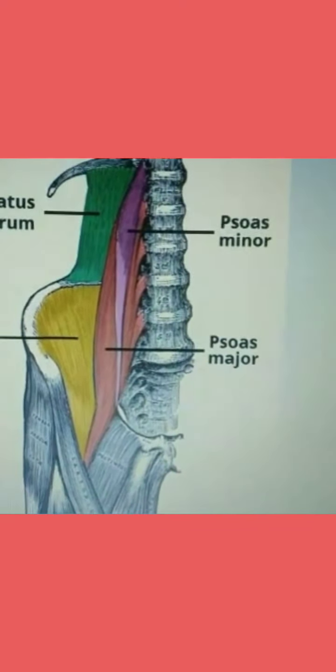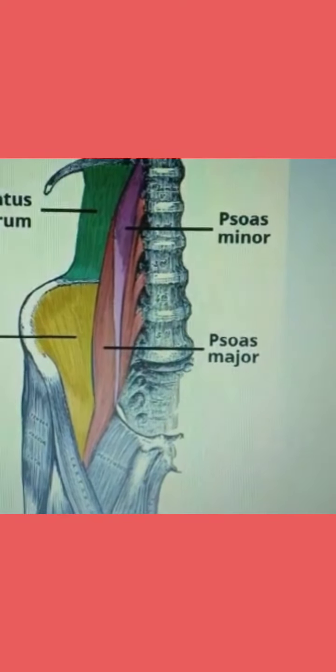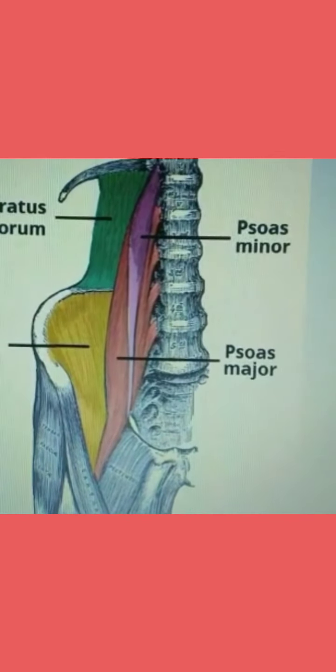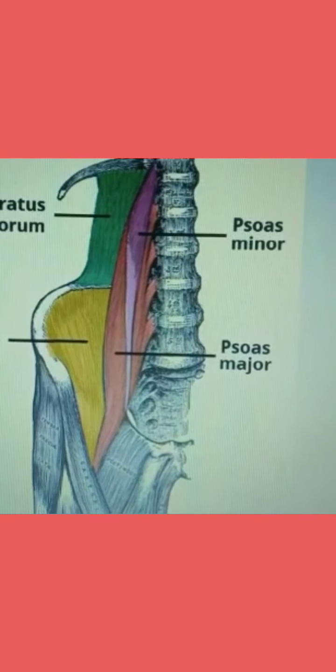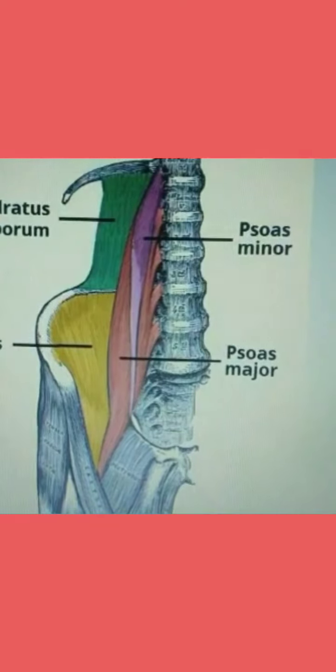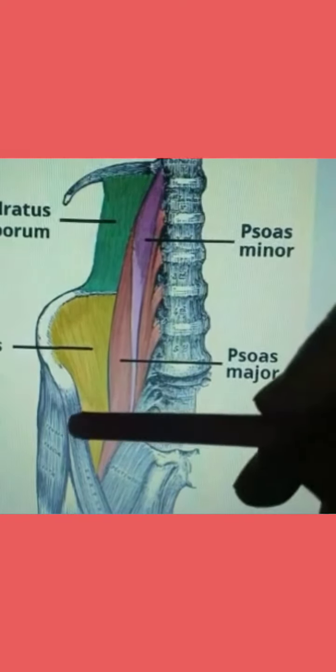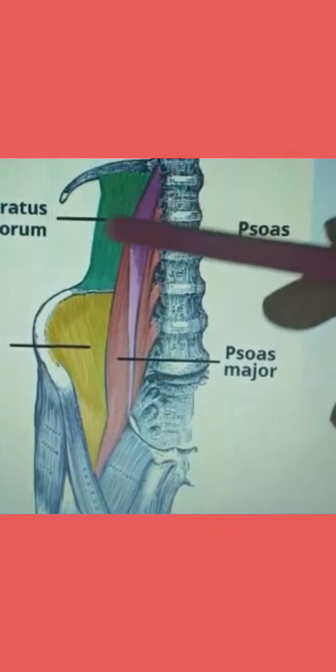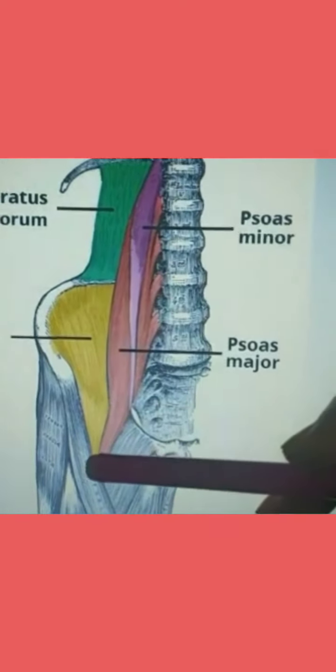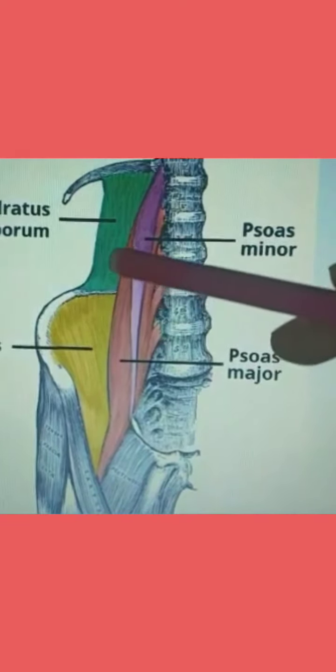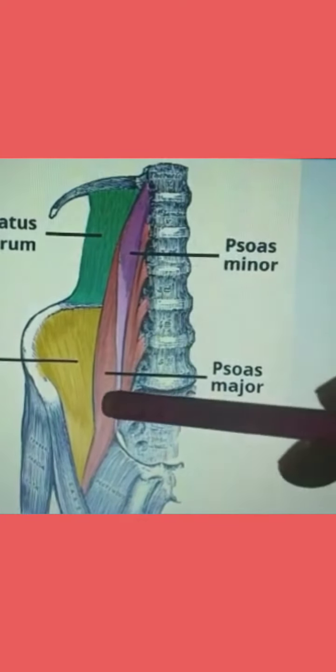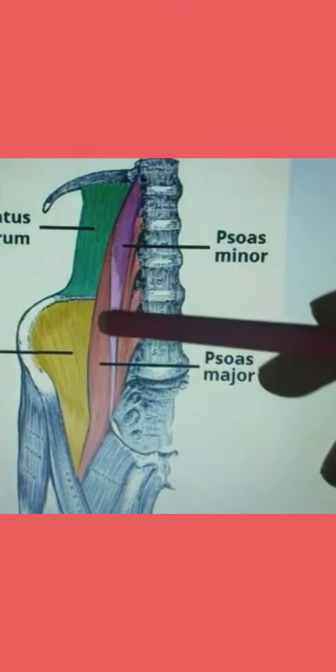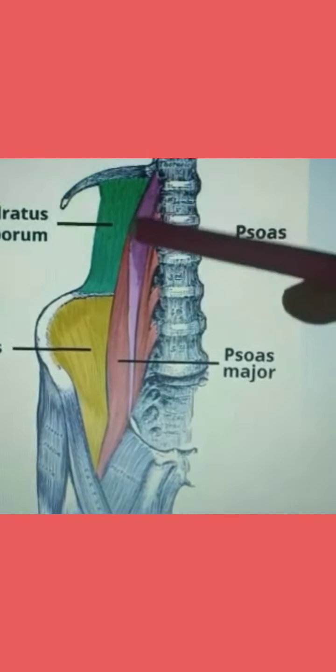When we do the dissection of the body from the posterior side, first of all skin will be exposed, then superficial fascia, then deep fascia. Then we will come across these four muscles. See this yellow one, this is the iliacus. This green muscle is quadratus lumborum. This is psoas major, and this is the psoas minor. These are the four muscles of the posterior abdominal wall.